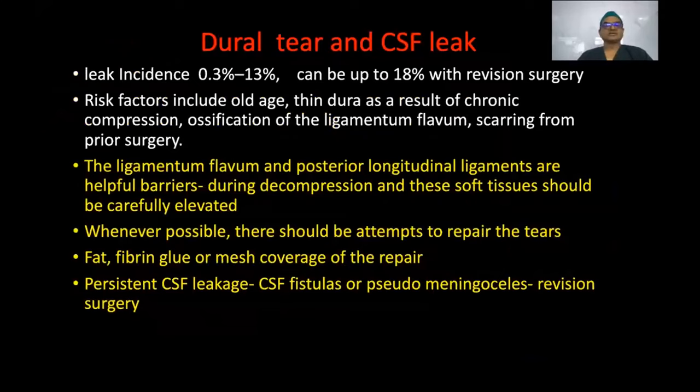Dural tear and CSF leak are important complications. The incidence increases with revision surgery. Risk factors include old age, thin dura because of chronic compression, ossification of the ligamentum flavum, and scarring from previous surgery. One has to use the ligamentum flavum and the posterior longitudinal ligament as they are a helpful barrier. Whenever possible, there should be an attempt to repair the tears.